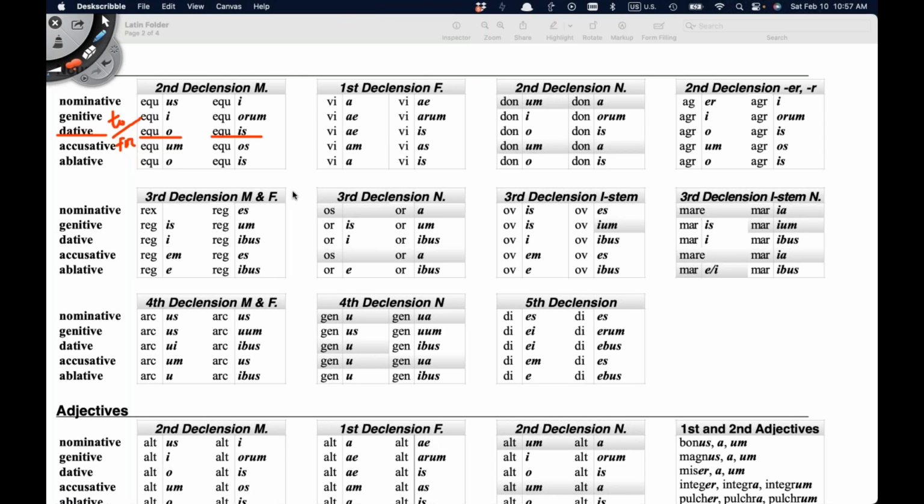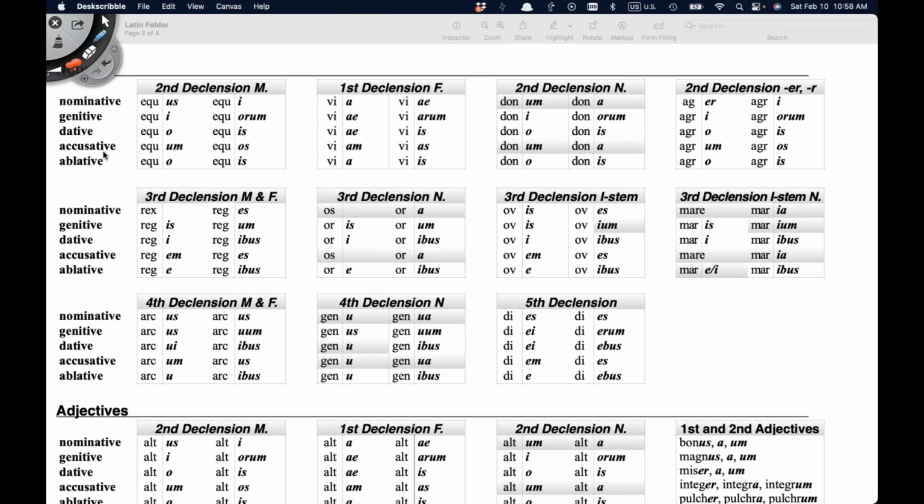We could give oats to the horses, equis. We could give a stripe to the road, because what else do you give a road? So viae would be to the road. We could give stripes to all of the roads. We could give, that's odd, a gift to the gift. That doesn't really make much sense, but anyway. Or we could give a gift to all of the gifts, donis.